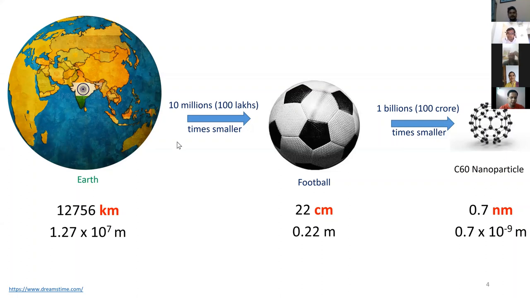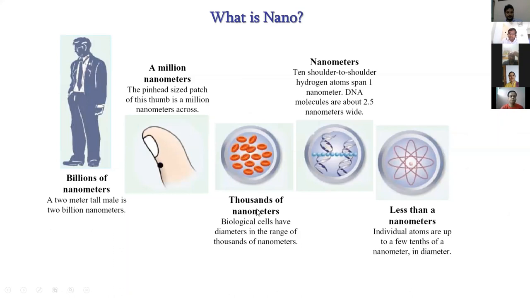This is another way to explain the same thing. If I have to measure a 2 meter tall male, then it will be billions of nanometers. Biological cells are also thousands of nanometers. Even the cells are bigger as compared to the nanoparticles that we are referring to. Atoms are 1/10 of a 1 nanometer particle. If you take 10 atoms of hydrogen and align them horizontally, you get 1 nanometer. So they are really, really small particles.